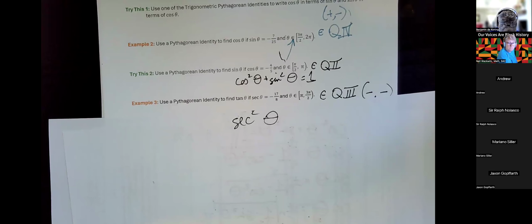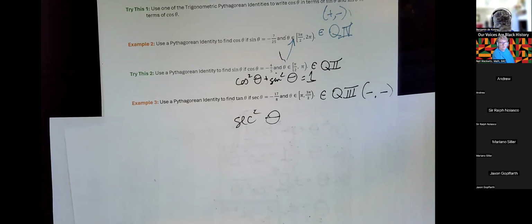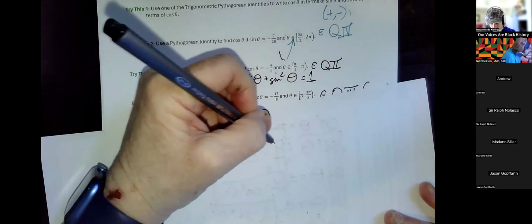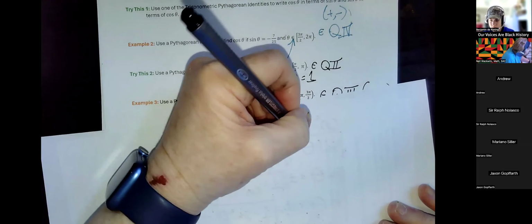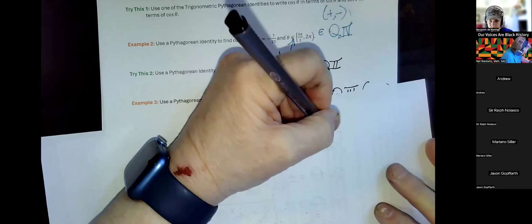Excuse me, can you ask that question one more time? Yes. What is the Pythagorean identity that connects tangent and secant? I believe it is tangent squared equals secant squared plus 1? The tangent is on the plus one side. Oh, that's okay.